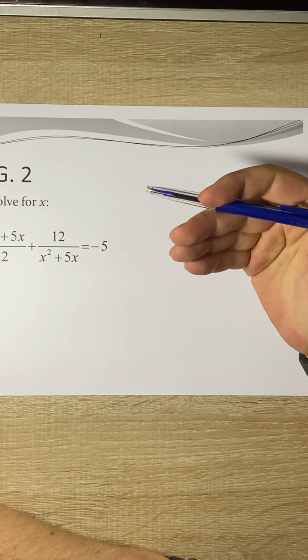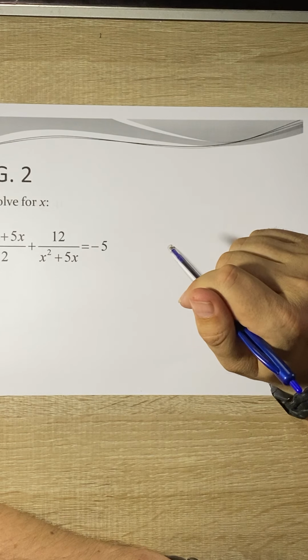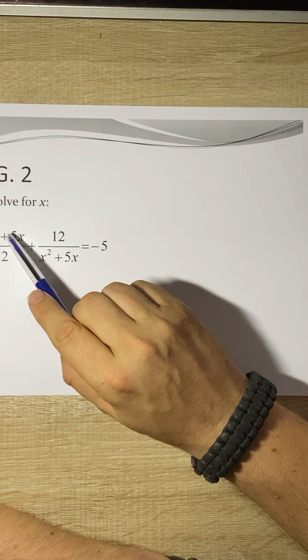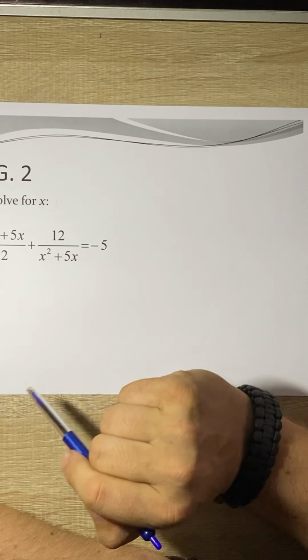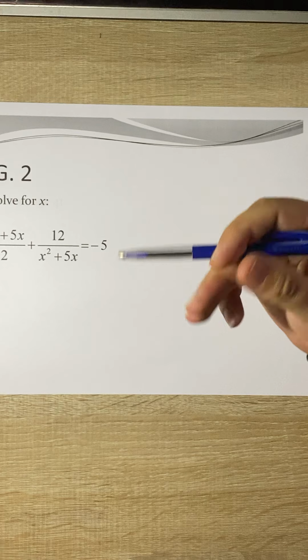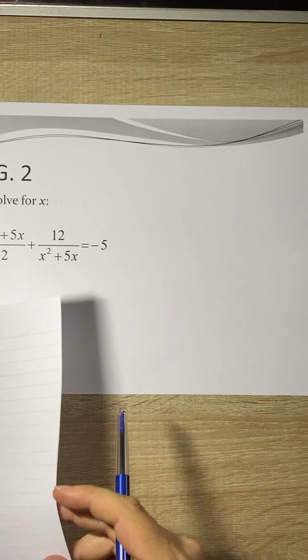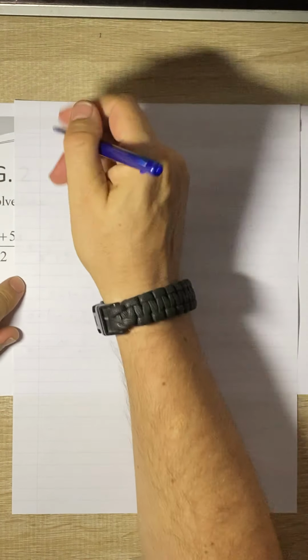So we can see that we're going to use a substitution method. Also, we have this x squared plus 5x, x squared plus 5x, which is repeating. So we can use that k method that we've just learned. So, example 2.